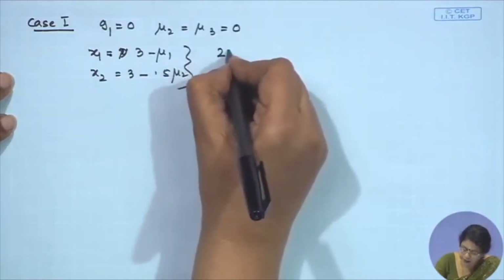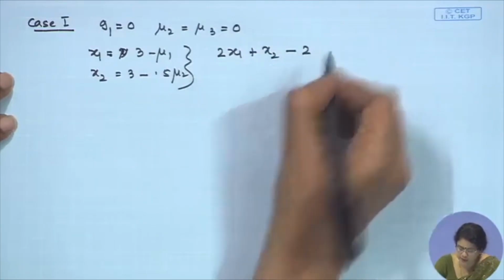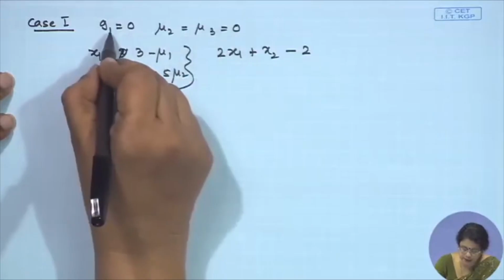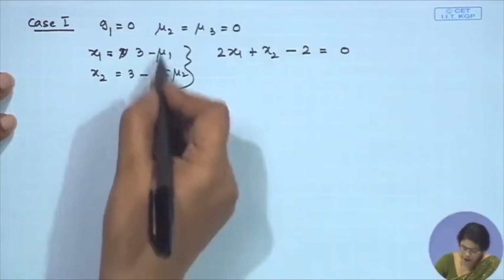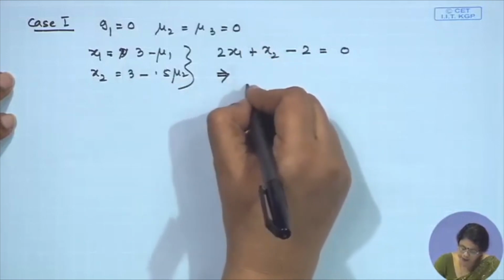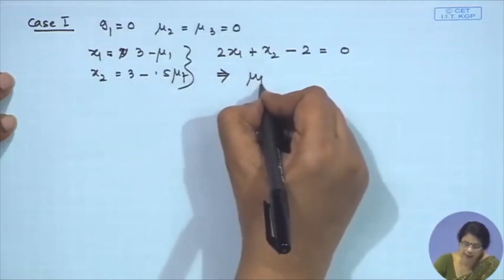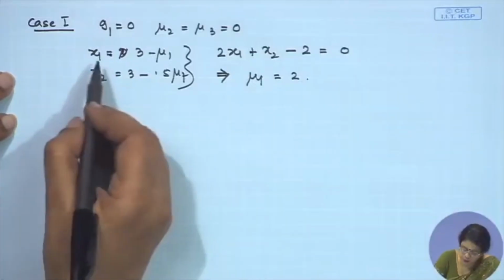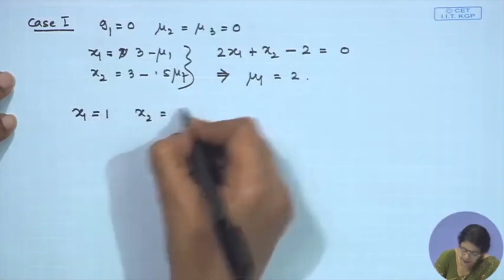Now, we have the condition 2x1 plus x2 minus 2 less than or equal to 0, but we have considered that mu1 is not equal to 0, that is why G1 is equal to 0. If we substitute both the values of x1 and x2, which are both in terms of mu1, what will we get? We will get the value mu1 equal to 2. If mu1 is equal to 2, then certainly x1 would be equal to 1, and x2 would be equal to 2.5.